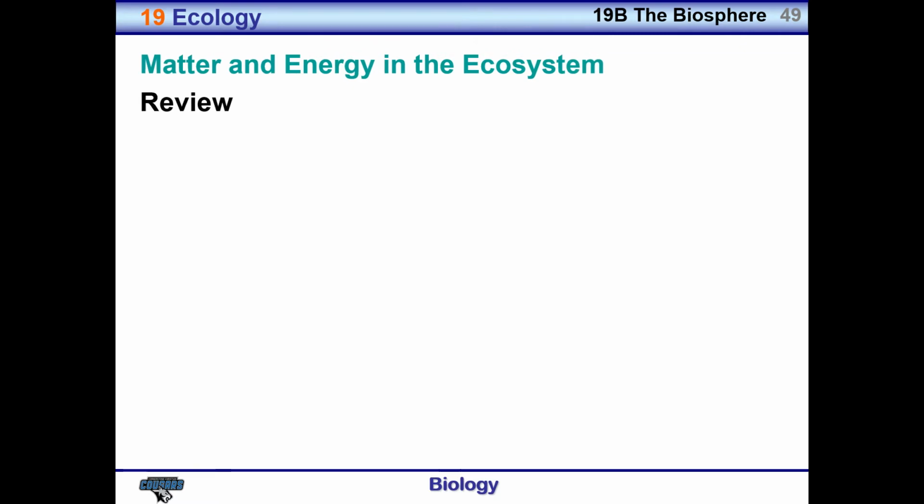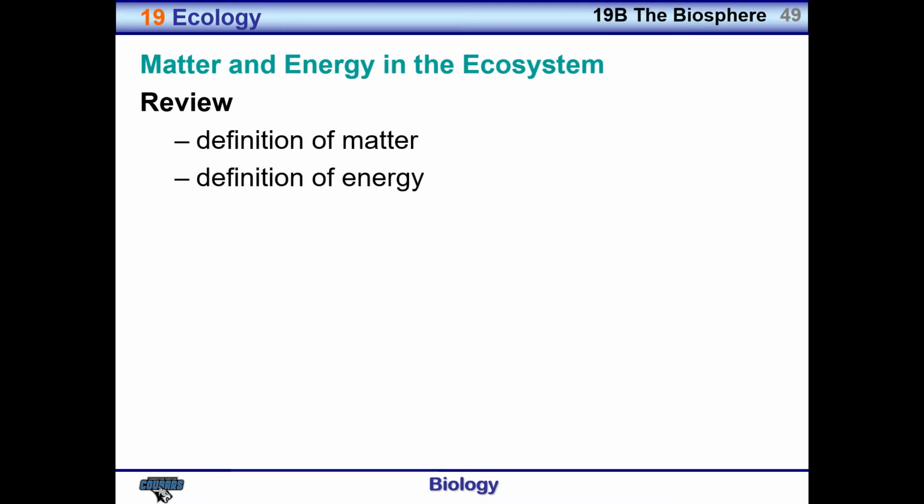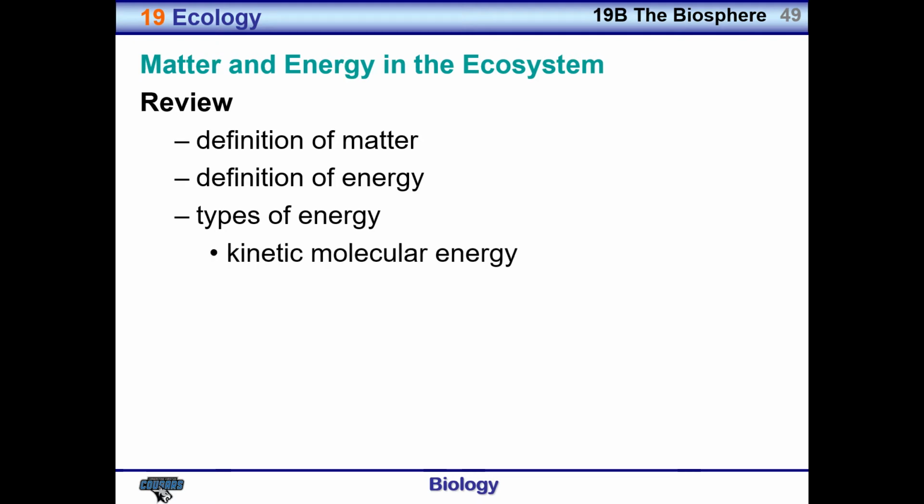So let's review a little bit about matter and energy that's in our ecosystem. Matter, if you remember, is anything that has mass and occupies space. So it's all the physical things, even the living things are made up of matter. Energy is the ability to do work. And so living things need energy. The different cycles, carbon cycle, water cycle, they all need energy for that to work as well. And then there's different types of energy. We have the kinetic energy, molecular energy, where the energy that atoms and molecules have because they are moving around.